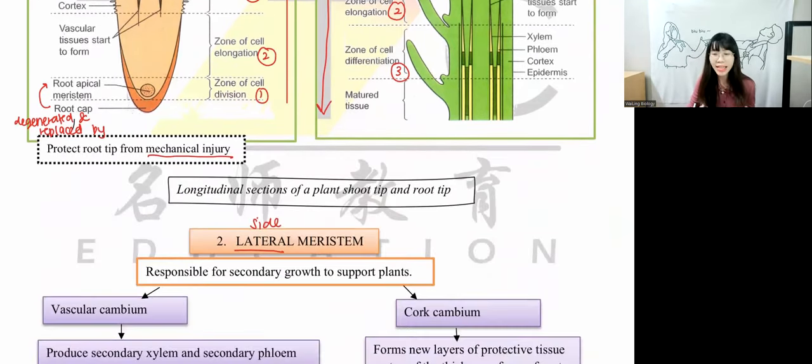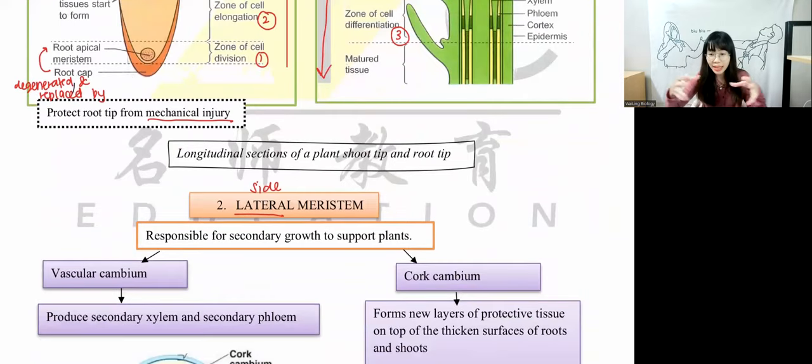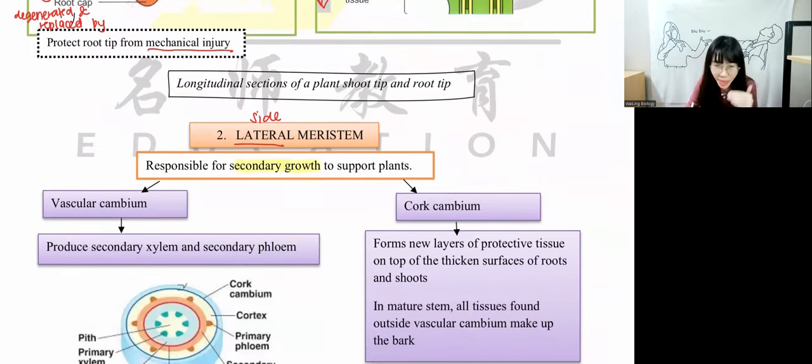Okay, next we have lateral meristem. Lateral means side. They will grow laterally, grow sideways. Yeah? They need to carry out secondary growth. Secondary growth is to increase in diameter. To carry out secondary growth, it requires two different tissues. We have vascular cambium. We have cork cambium.